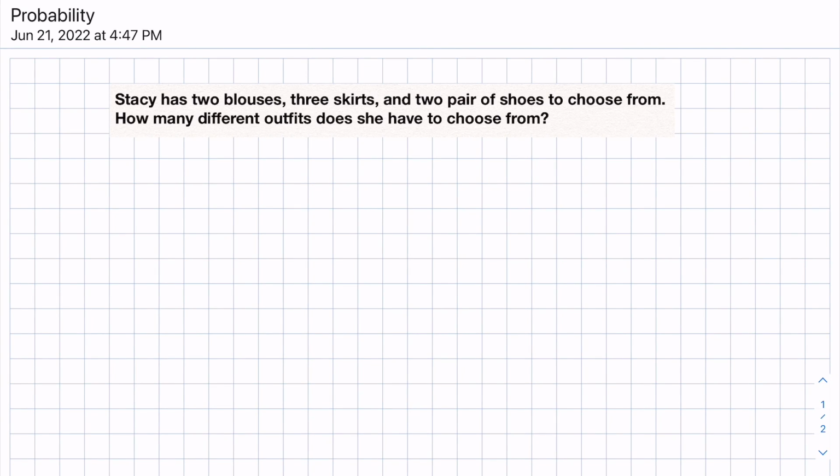Stacy has two blouses, three skirts, and two pairs of shoes to choose from. How many different outfits does she have to choose from? So the problem is asking us to find the different possibilities of outfits Stacy can wear.